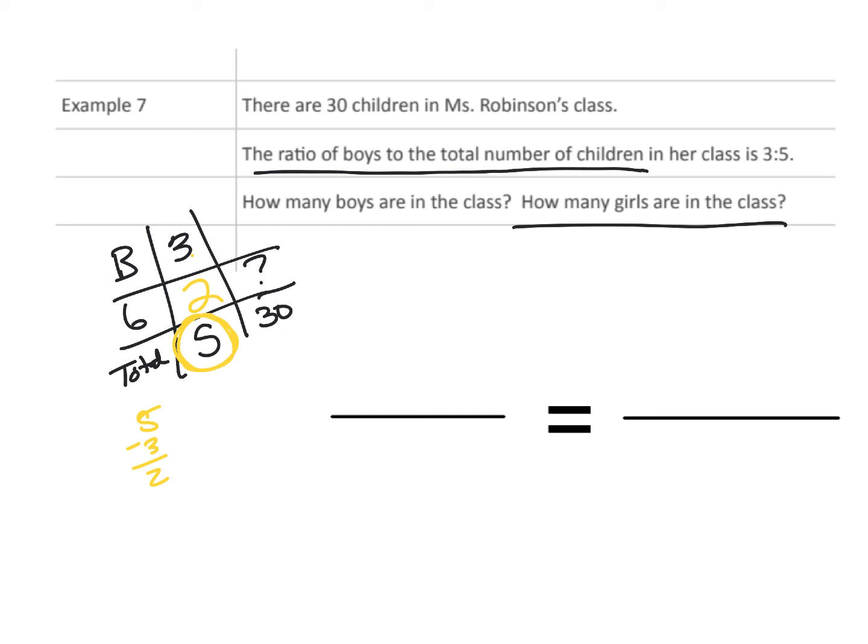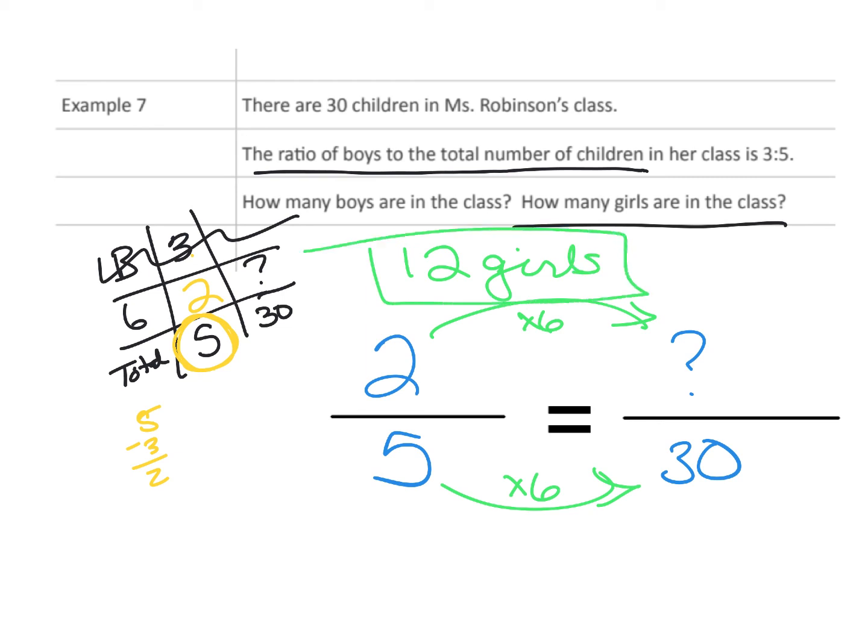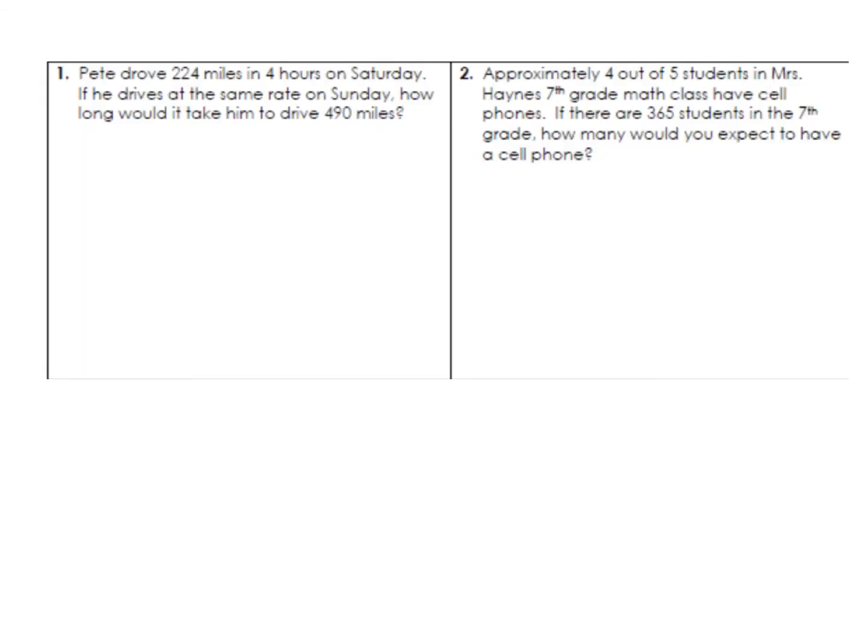So we can ignore the boys and we can set up our problem. 2 girls out of 5 total. So that would be how many girls out of 30. And again, really easy, 5 times 6. So 2 times 6 gives me there are 12 girls in the class. So again, this key helped us figure it out. Let's do the last 2 before I give you your homework.